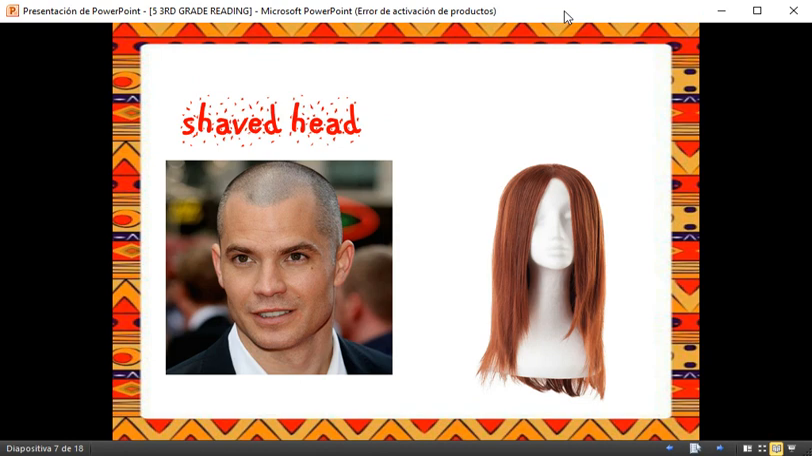Shaved head. Okay, you have the picture. It is when a person has hair, but they decided to eliminate it. So a person who has hair, but decides to cut it or to shave it, gets a shaved head. Wig. And this is artificial hair. Wig.